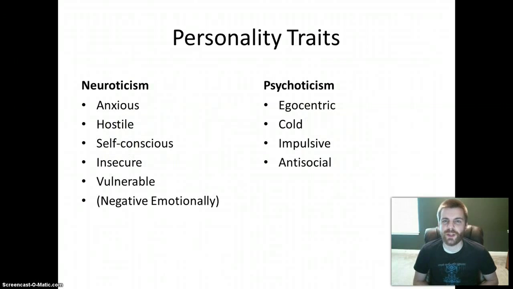Two other personality traits that I often found many of you confused were the personality traits of neuroticism and psychoticism. Neuroticism belongs under the big 5 personality traits, which can be remembered through the terms canoe or ocean. And neuroticism is usually referring to negative type emotions. These are things like anxiousness, hostility, self-conscious, insecure, or vulnerability. As you can see, most of those are pretty negative emotions.